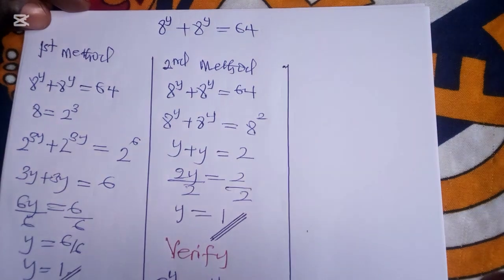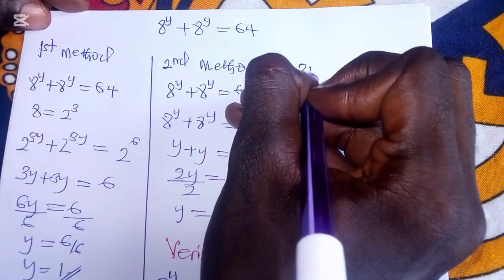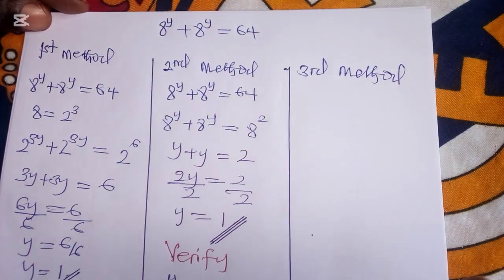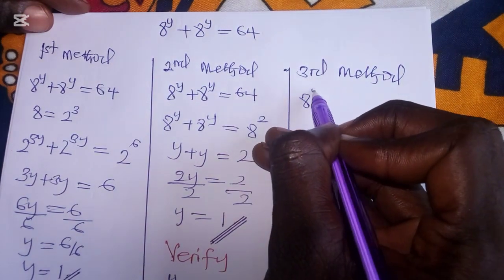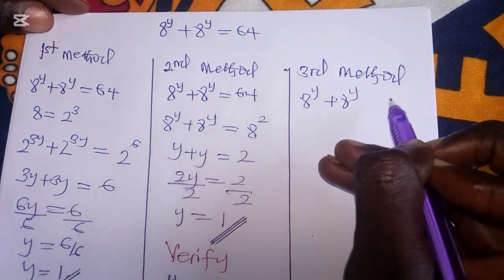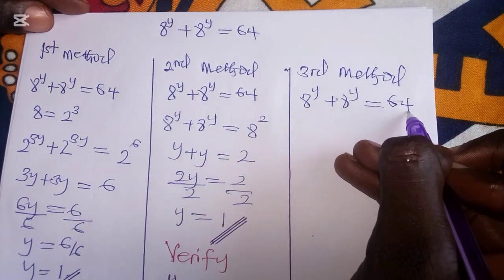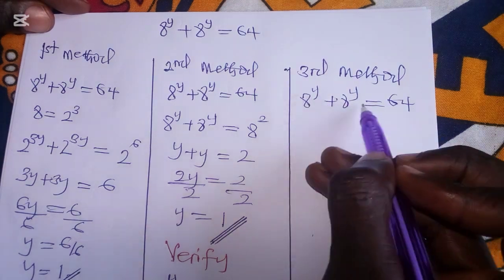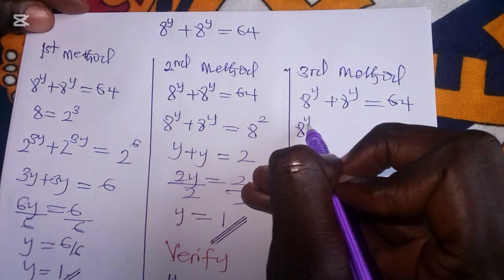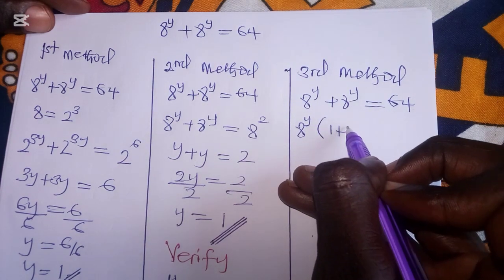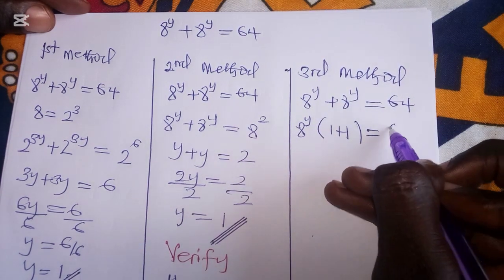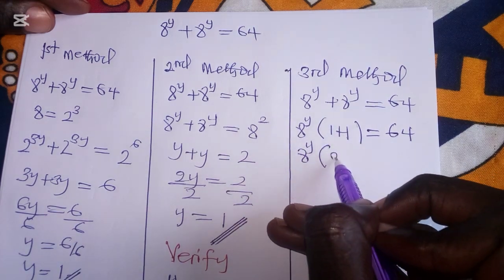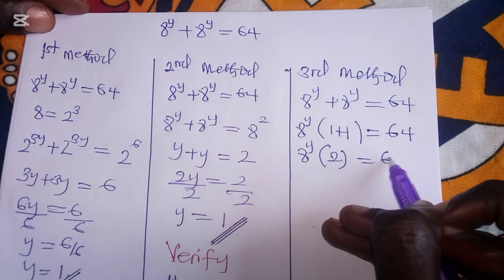Let's look at the third method. This is the third method. Let's use the third method and see. Now we have 8 raised to the power y plus 8 raised to the power y equals 64. What I did here is factorize what is common. It is 8 to the power y that is common. Taking it outside, what remains is 1 plus 1. Then this equals 64. Then we have 8 to the power y into 1 plus 1, which is 2, giving you 64.